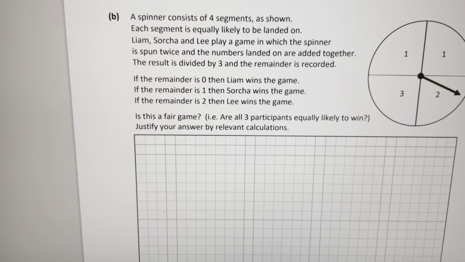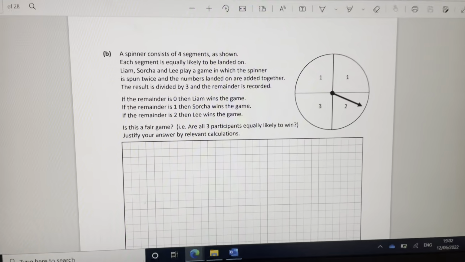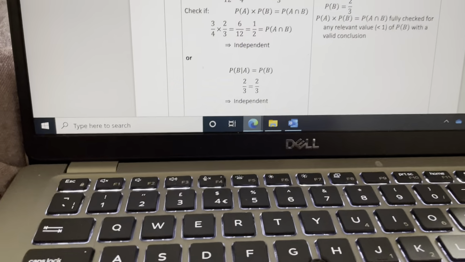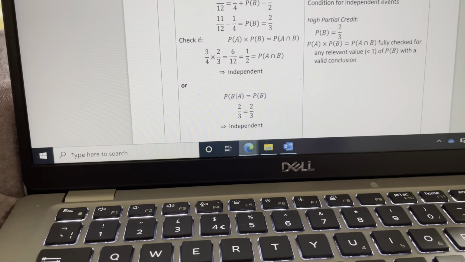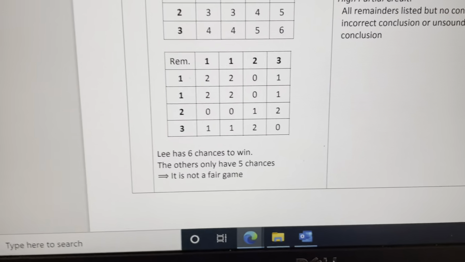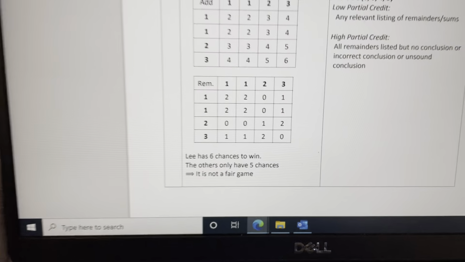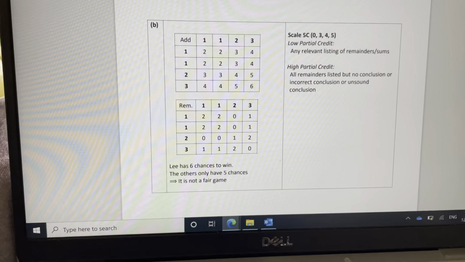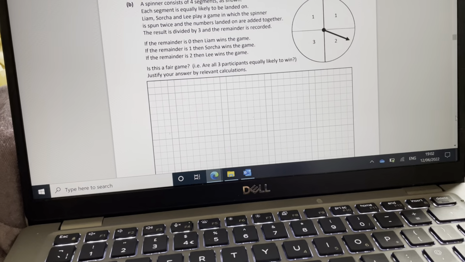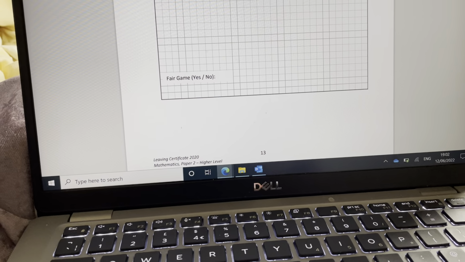So is it a fair game? Justify your calculation. So the conclusion is it's not fair. Let's just have a look at that. Yeah, 2/3, and this one 2/3 is 2/3. Yeah. So let's have a look here. Lee has 6 chances to win, 6/16, and the others have just 5 chances. Not a fair game. Okay, so that's an interesting probability question, and the independent and dependent events is an important one. May or may not come up, but just good to know anyway.